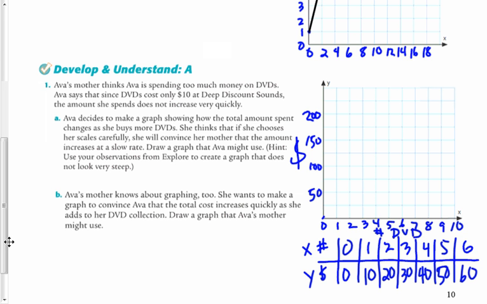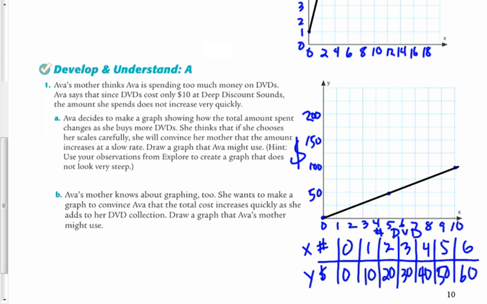And now at 0, here's my point at 0, 0. My next point, 5 DVDs cost $50. That's right here. 10 DVDs would be $100. And notice what happened? The graph got really flat, and now I think Ava can use this to convince her mom, look, Mom, my graph is hardly going up at all. It's pretty flat, so I'm not spending a lot of money.